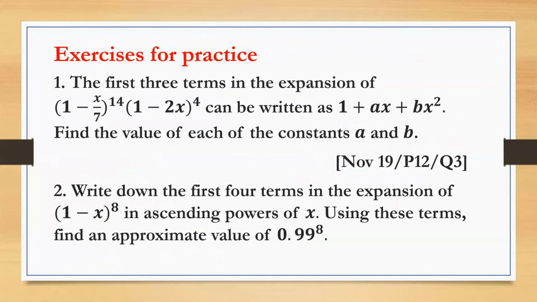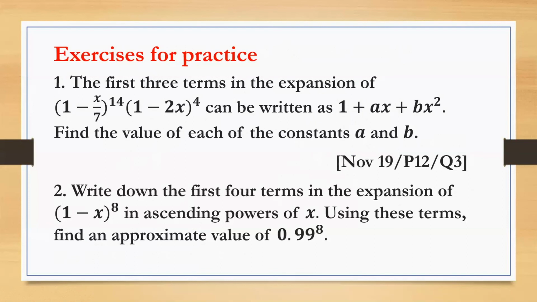So now I have a few questions for you to practice. They are quite similar to what I have just explained. Number 1, the first three terms in the expansion of (1 − x/7)^14 (1 − 2x)^4 can be written as 1 + ax + bx². Find the value of each of the constants a and b.